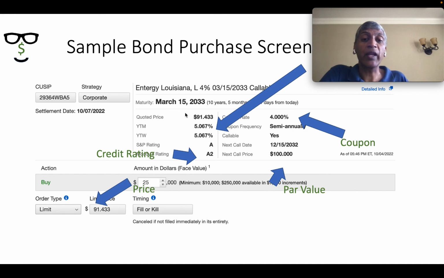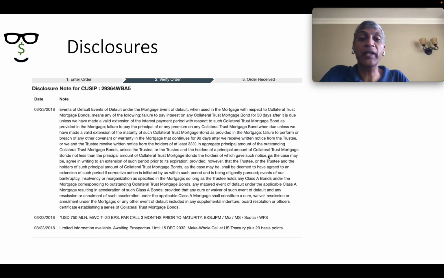and the credit rating. As you can see here, the quoted price is $91, and even though the coupon is only 4%, because you're buying it at a significant discount, your yield to maturity is 5% because you get a par value of 100 and you only pay 91 for it. That is the concept behind it.